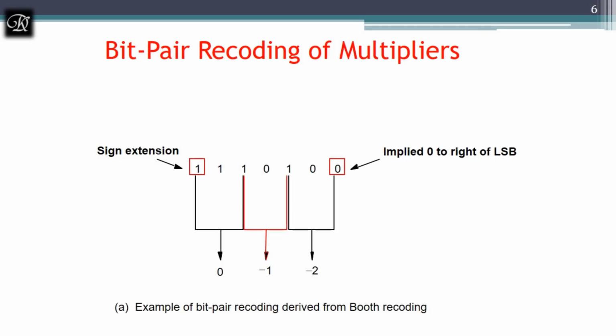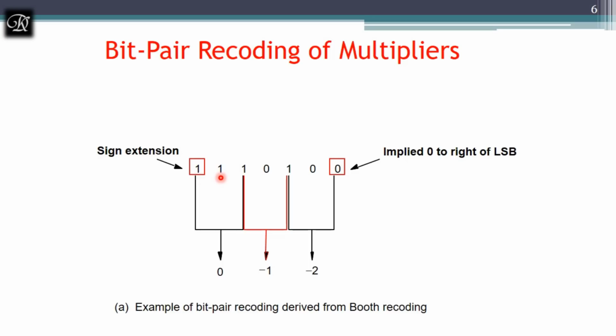Next we will see how to perform the recoding of this multiplier Q. In the previous Booth algorithm, we were adding only an extra implied 0. But here we have to add one more extra bit at the beginning. In the beginning, we are going to extend the sign bit.